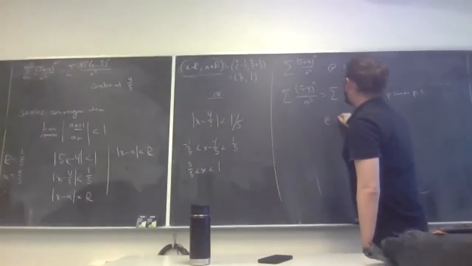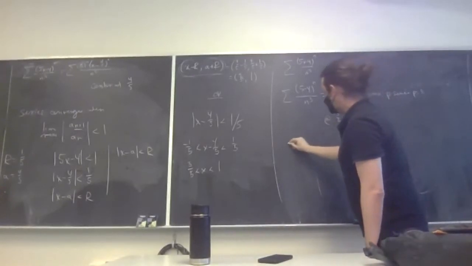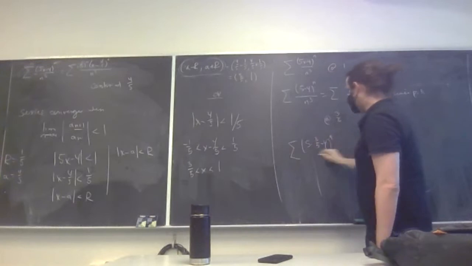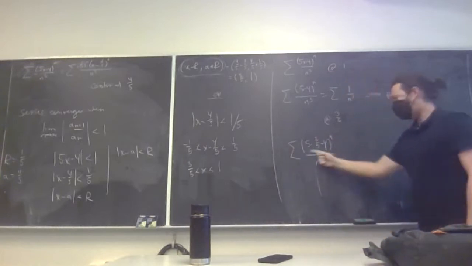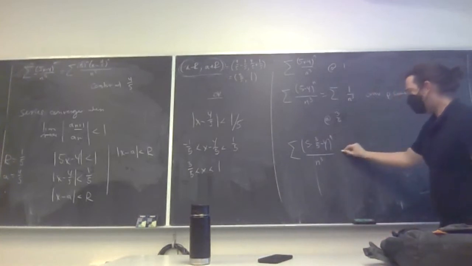How about the other one? I do the same thing, but at 3/5 instead of 1. You get (5 times 3/5 minus 4)^n. So 5 times 3/5 is 3, and 3 minus 4 is -1. So you end up with this.